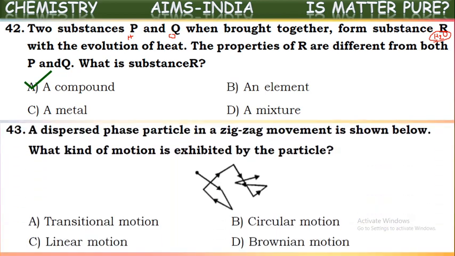Next, a dispersed phase particle in zigzag movement is shown below. What kind of motion is exhibited by the particles? Okay, in any general dispersed phase, particles will be continuously moving randomly. This movement of particles is called Brownian movement. It was observed by the scientist Brown. So, in honor of his name, the motion of those particles in a dispersed phase is known as Brownian movement or Brownian motion. Next one.